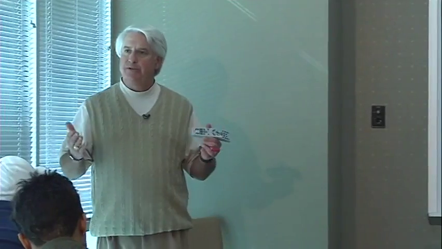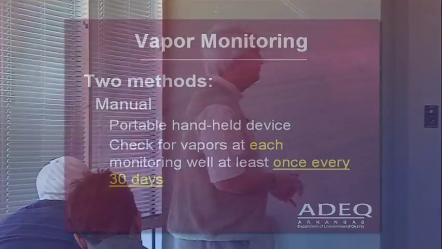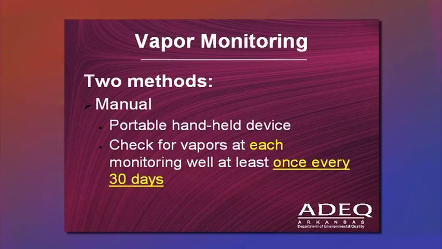So if you're only selling diesel fuel or you only have waste oil at your facility, then vapor monitoring is not the way for you to go, because you have to have gasoline or something that vaporizes so the equipment can pick up those vapors to indicate that you've had a release. If you're going to do vapor monitoring, there are two ways that you can do it.